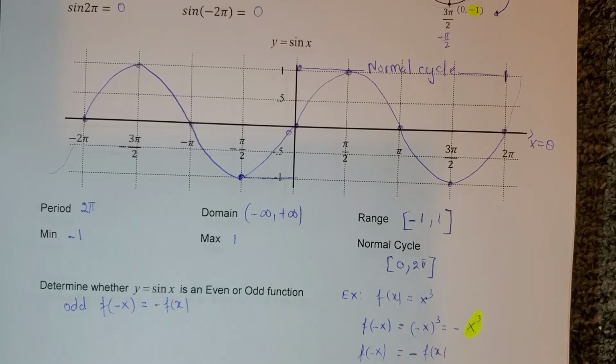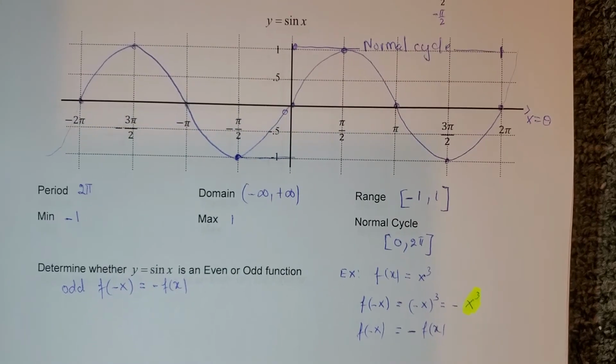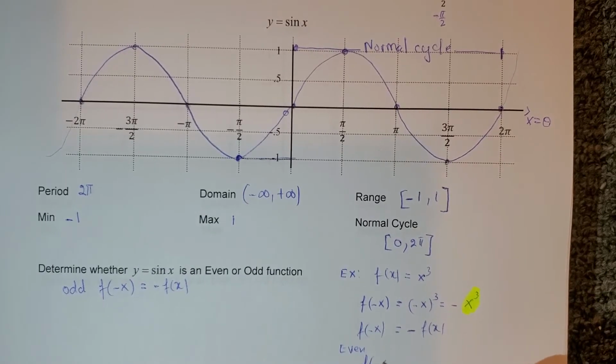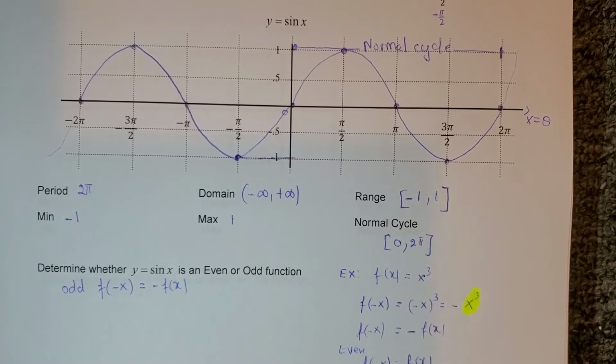So for even functions, it will be like this, okay? For an even function, you put f of negative x, and you go back to f of x. That is called an even function. We're going to talk about that later on. So now we just focus on the odd function. I'm going to test to see if the sine function here is an odd function or not. If it's not an odd function, that means it's definitely an even function, okay?